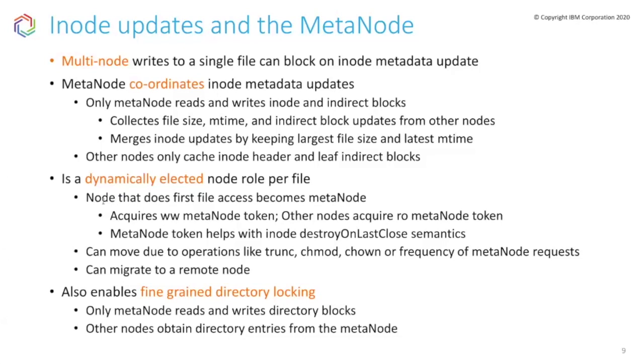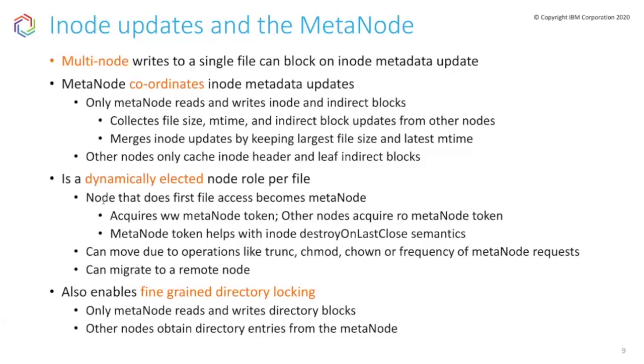And also, if there is a meta node designated, but there are no operations being done on the meta node itself, it's just another node that's doing all the changes to the file, it makes more sense for the meta node to be located as close to that node as possible. So then we move the meta node over. Unlike other node roles like file system manager and token manager, the meta node can move into remote nodes, that is, nodes which have remotely mounted the file system.